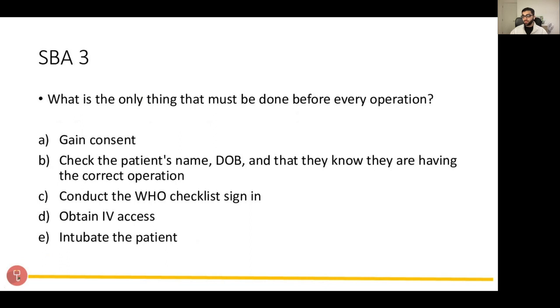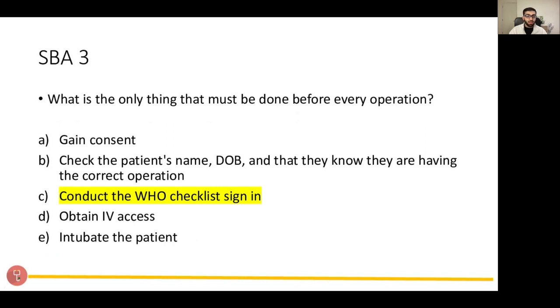Couple more seconds. Okay, well done for those who got it. So let's go through the answers one by one. Firstly, gaining consent. Whilst it's obviously very important to get consent before surgery, it's not needed before emergency treatment. It's in the best interest of patients.